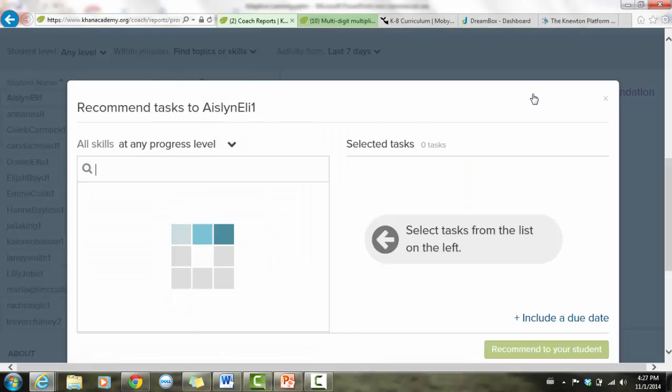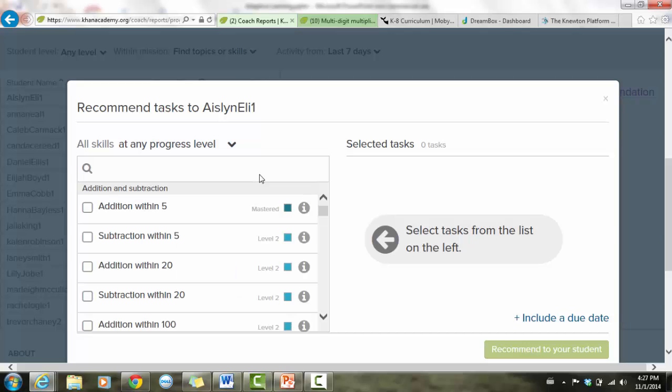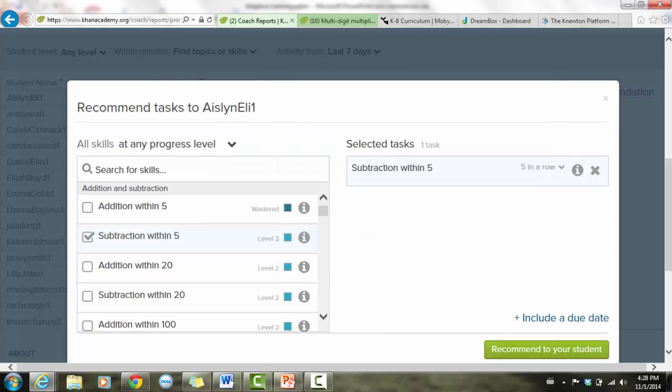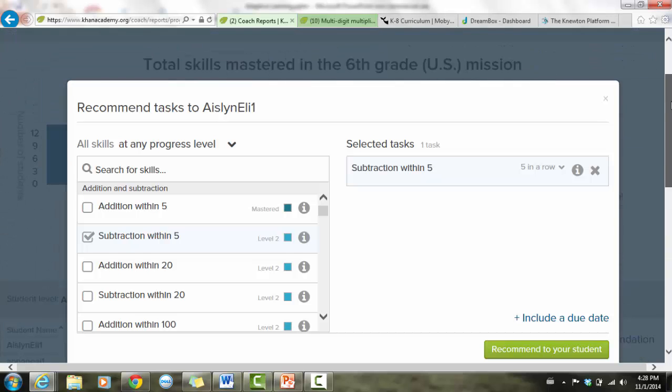I can make a recommendation based on hers. She mastered addition within 5. She's on level 2 within 5. So I can recommend that to my student. And then when she logs on, she'll see that recommendation on there. You can also include a due date on that.